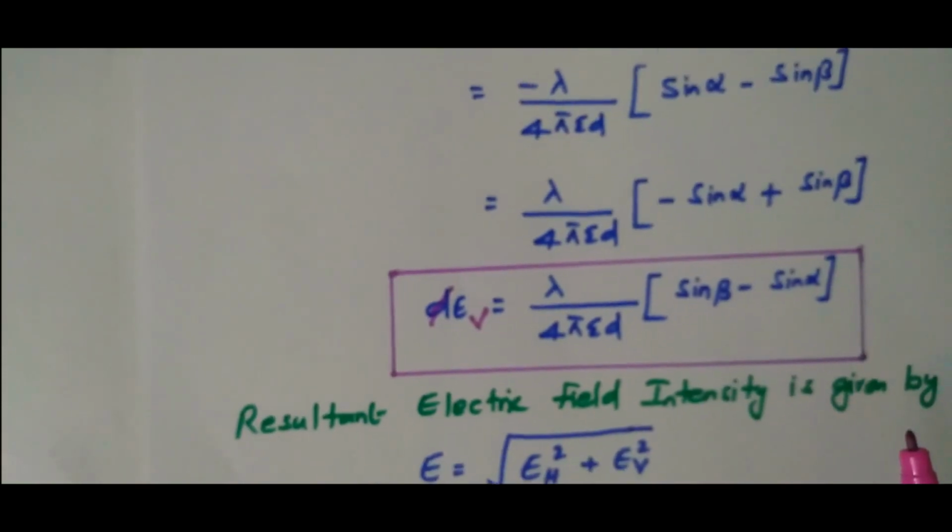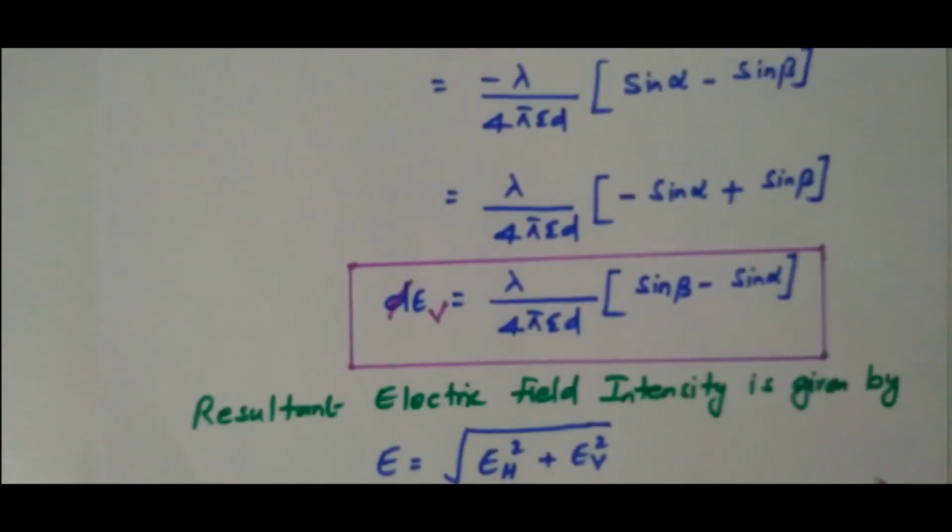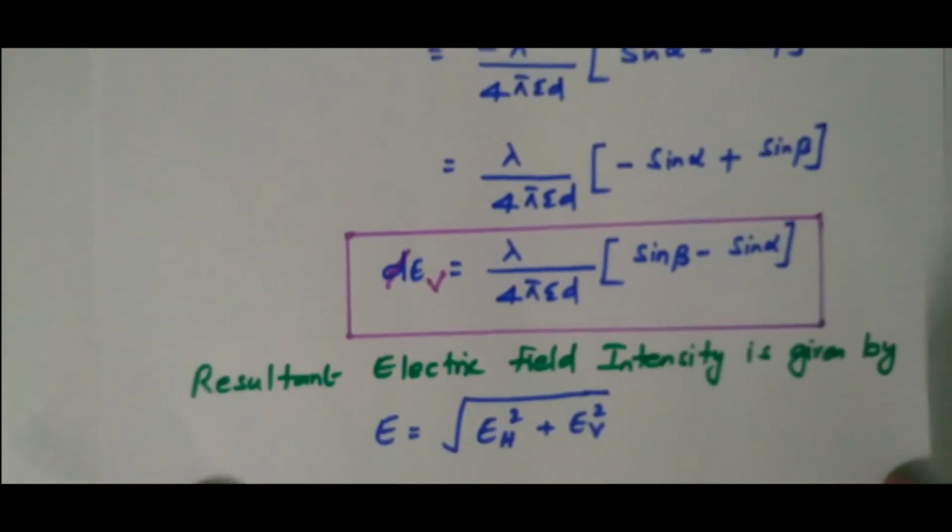Then we get the total component. The resultant electric field intensity is E equal to the square root of EH square plus EV square, right? So in this video we discussed the electric field intensity, the definition of electric field intensity, then charge distribution, the three types of charge distribution, then the electric field intensity due to a finite wire. We got the expression for the horizontal component, the vertical component, and then finally the total component.